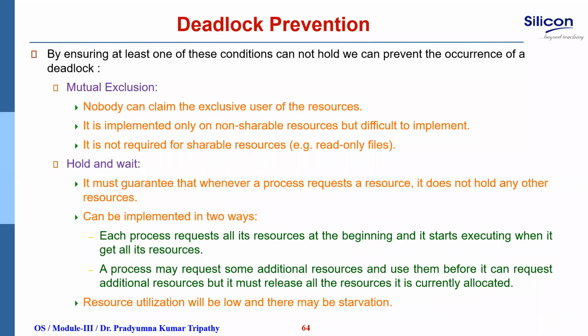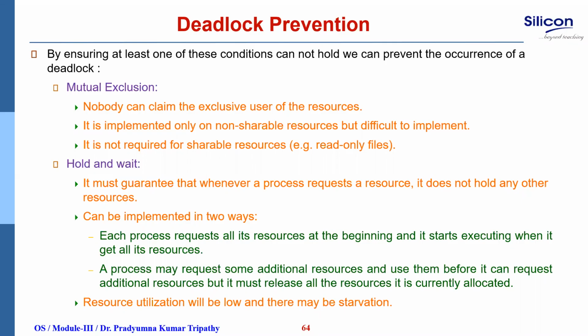Or if it is half executing and requesting additional resources, it has to release the previous resources, but there might be a dependency for which it cannot continue the execution. So therefore resource utilization will be very low and there may be starvation. Correct? So this is to prevent the hold and wait.